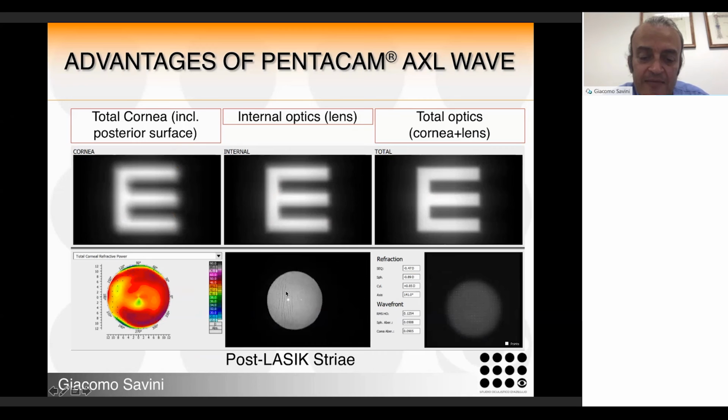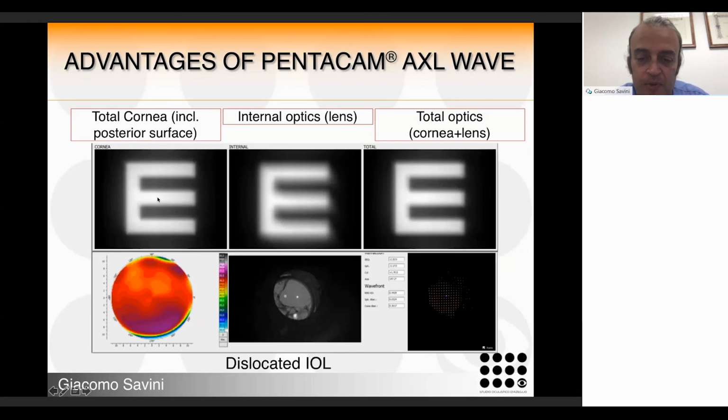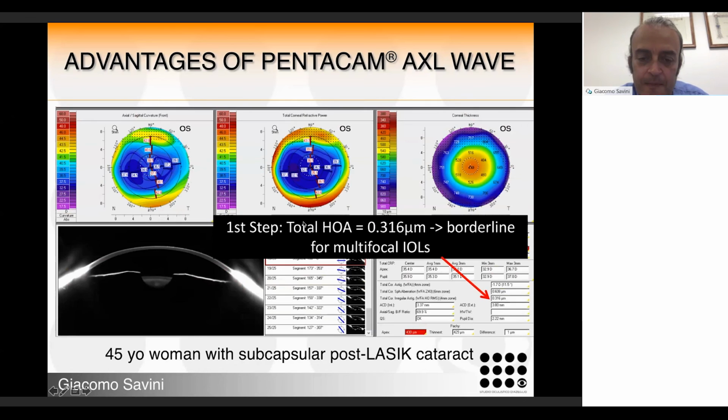Some LASIK after, some striae after LASIK. You see the bad quality of the cornea on the left. Opposite case, dislocated IOL. Horrible internal optic lens, something has to be done.